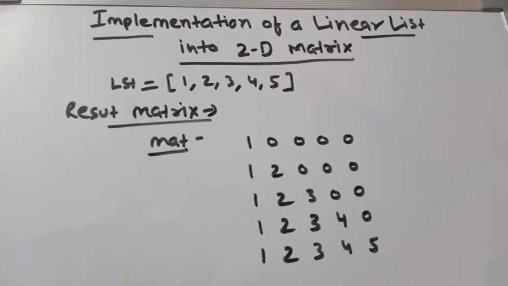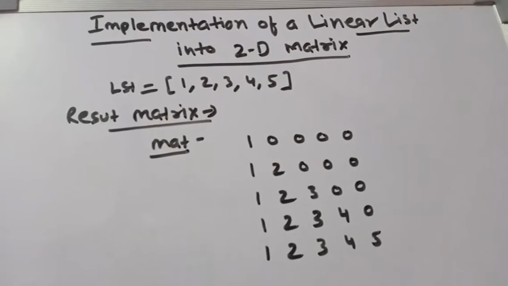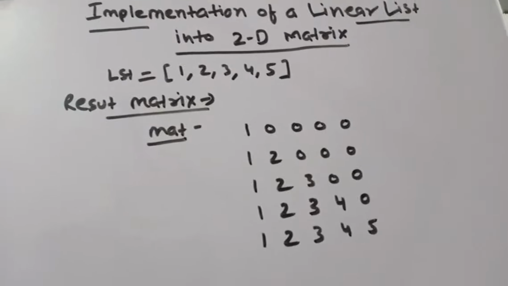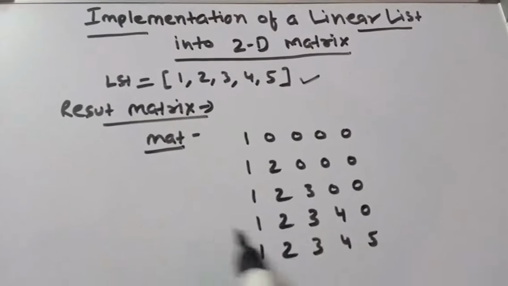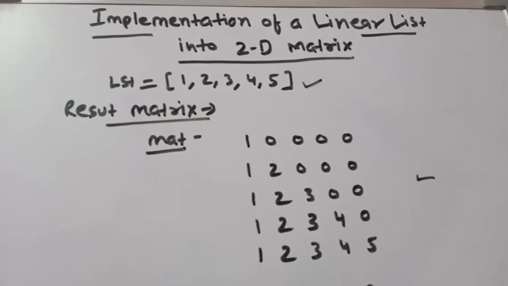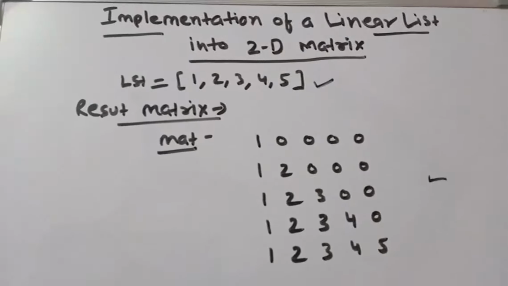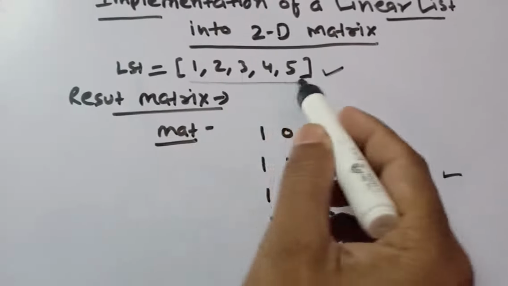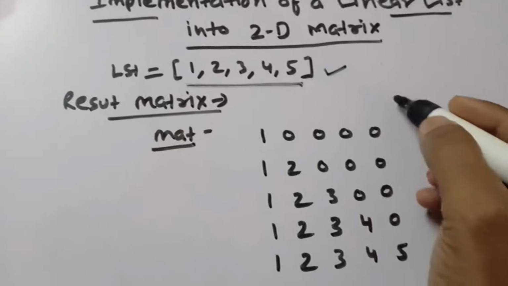Good afternoon, students. In this video today, we'll discuss the concept of implementation of a linear list into a 2D matrix. Means a linear list will be converted into a matrix. One pattern I have shown you by which the linear list is converted into a matrix. The process is: the total number of elements given here is 5, so the matrix will be of 5 into 5.